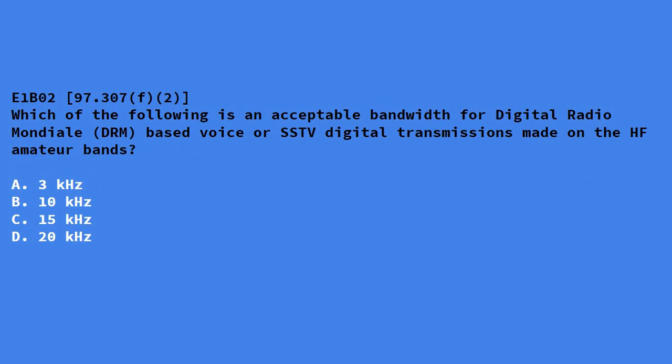E1B02, which of the following is an acceptable bandwidth for Digital Radio Mondiale DRM-based voice or SSTV digital transmissions made on the HF amateur bands? Correct answer is 3 kilohertz.